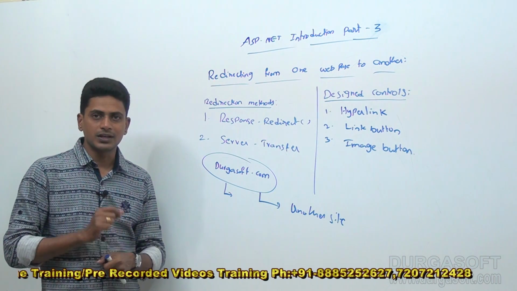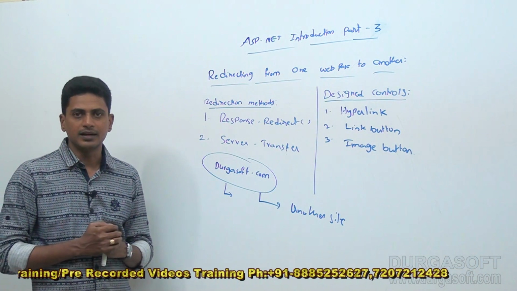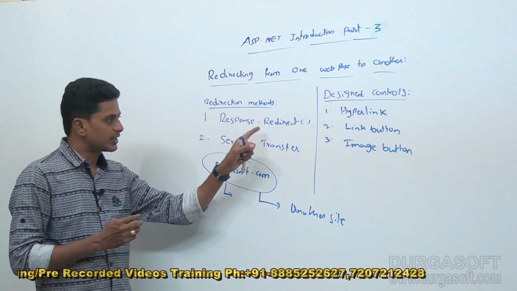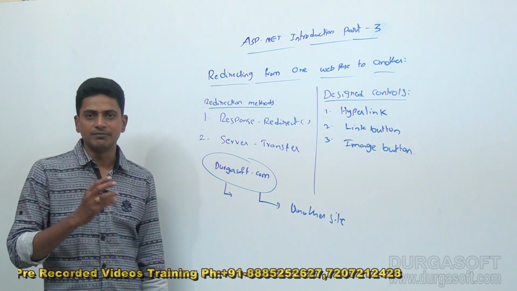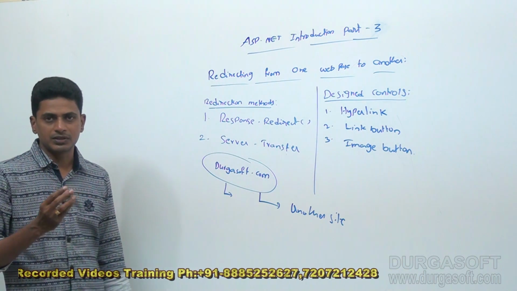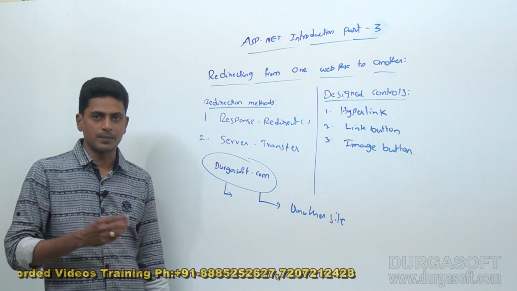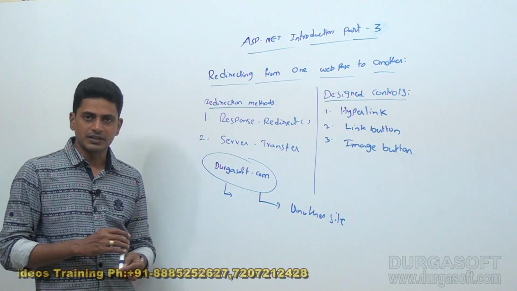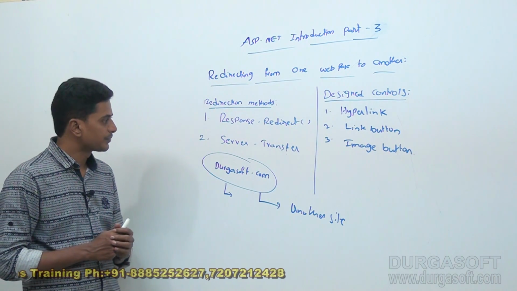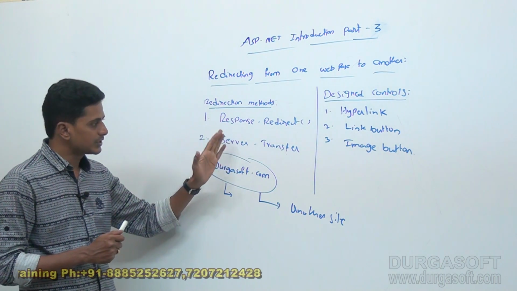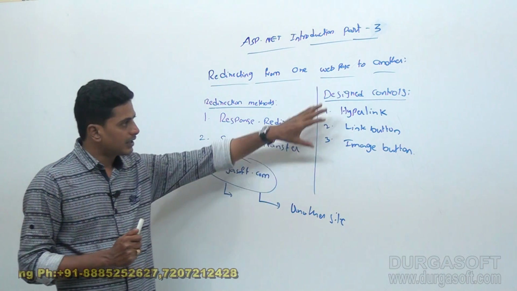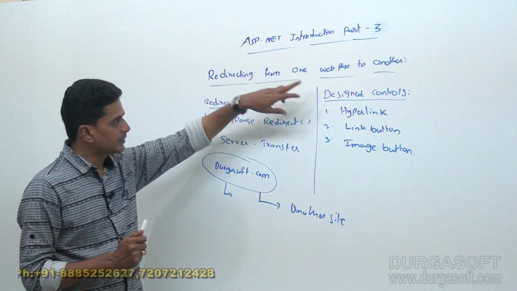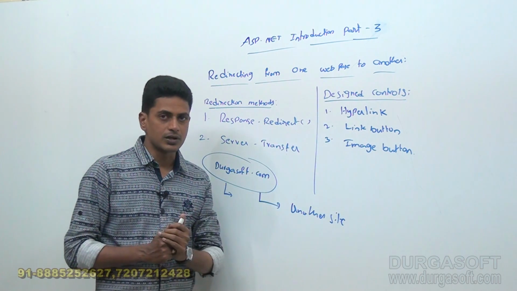Server.transfer, when we use it, cannot display the target web page address in the address bar. And response.redirect can transfer some variables, a minimum amount of variables, from one web page to another web page, whereas server.transfer cannot transfer the values from one web page to another. So these are the redirection methods. We'll see the practical implementation of these, and apart from the redirection methods, we can also use design controls.